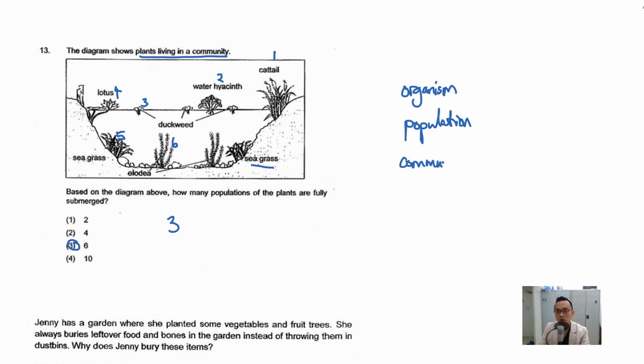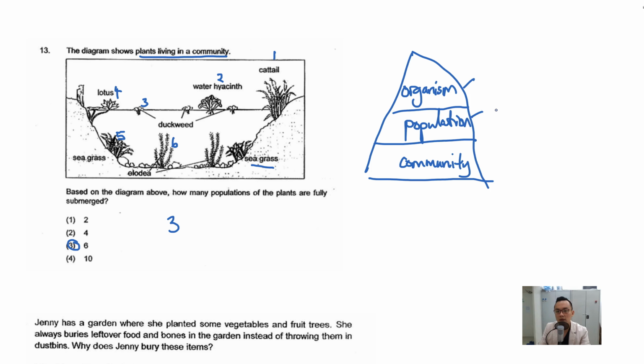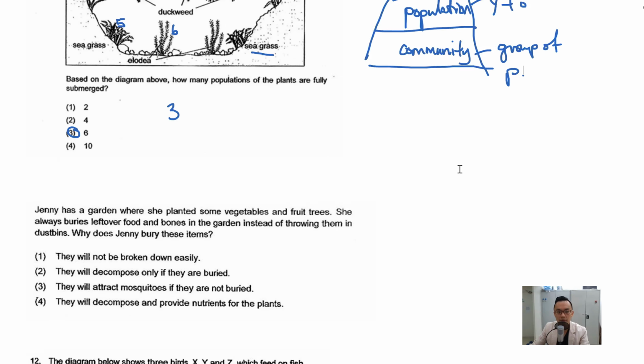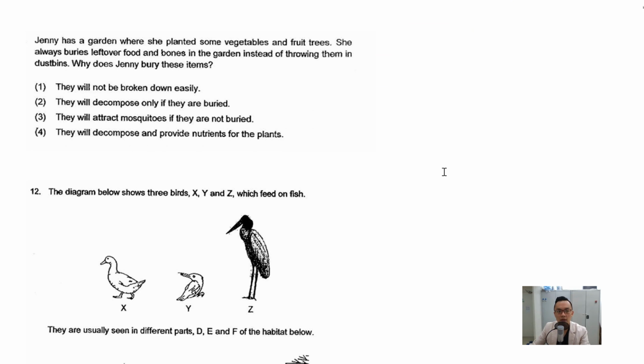And we have community, which is a group of population, different kinds of population. Okay, so any living thing, young plus old, and a group of population, different populations of organisms. Okay, let's look at the next question.